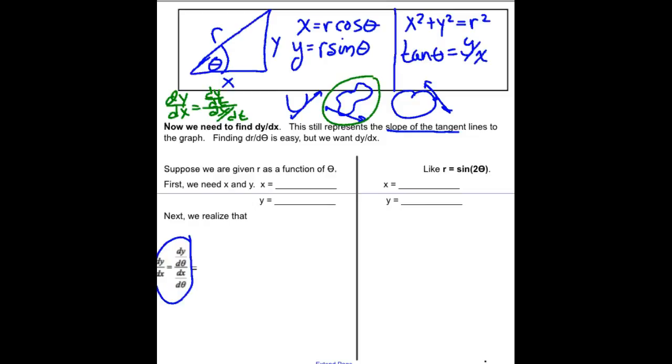The only issue is, like in parametric, where we'd have to say x equals some function of time, now we need x as some function of r and theta. Well, we already have up here how that relationship works. x is r cosine theta, and y is r sine theta.